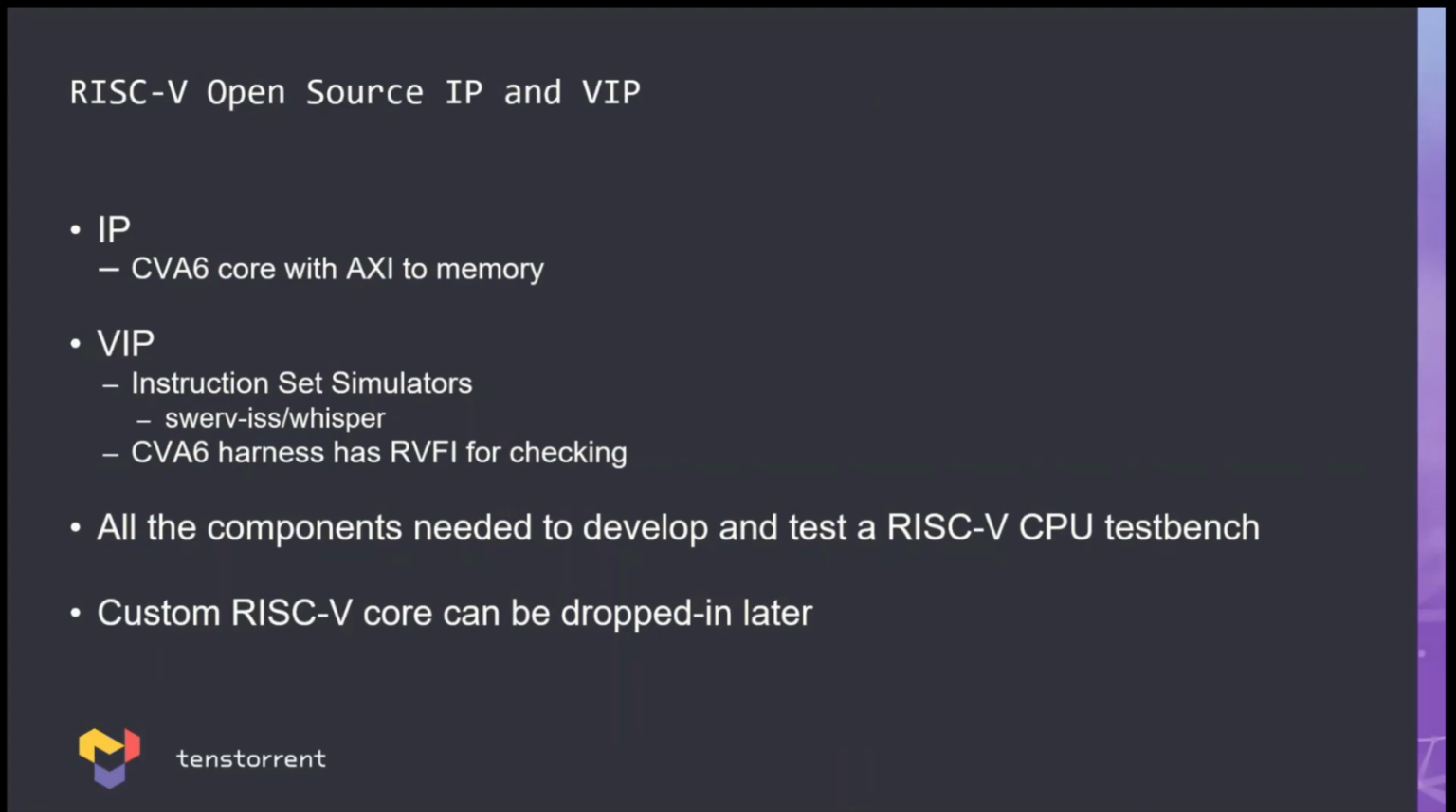Here are some of the open source components we were able to use. Again, the CVA6 core. Then we used an open source instruction set simulator called Whisper to verify the CVA6 core against. There's also a protocol called RVFI, an open protocol that CVA6 and other cores support. It's an instruction trace format that allows us to check against our golden model instruction set simulator. Basically, we have a DUT that has two things coming out of it: an AXI port to memory and an RVFI instruction trace. As long as our DUT supports those two things, the test bench can work with it. So you can mix and match any DUT that has those two protocols. We're also working on developing more transactors, along with AXI.